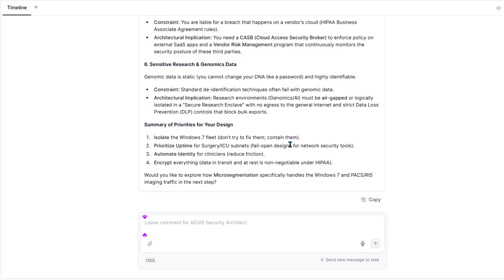Genomics data is static. You cannot change your DNA like a password, and it is highly identifiable. Constraint: standard de-identification techniques often fail with genomic data. So the architectural implication is that the research environment, which is genomics, stroke, AI, must be air gapped or logically isolated in a secure research enclave with no ingress to the general internet and strict data loss prevention controls that block bulk export. So this is what he has for that first question.